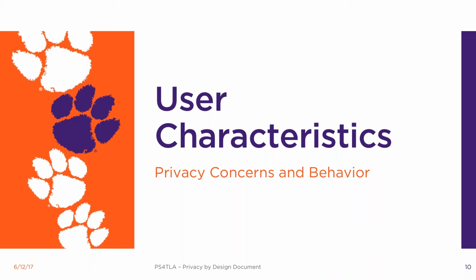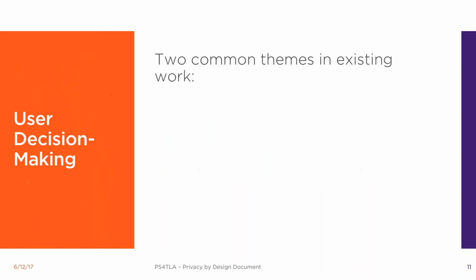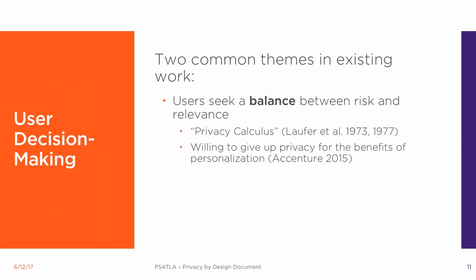So the research on user characteristics can actually be summarized by two very broad findings. The first finding is that users are not categorically against disclosing their personal information. If you have a system that provides some substantial benefits, then people are actually okay with disclosing their personal information. So what they actually do is they seek to balance the risks and benefits of disclosure. They don't just focus on the risk, they don't just focus on the benefits, but they create a balance. And this is called the privacy calculus.